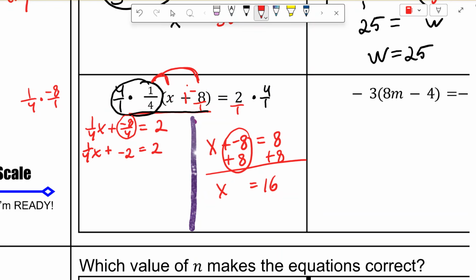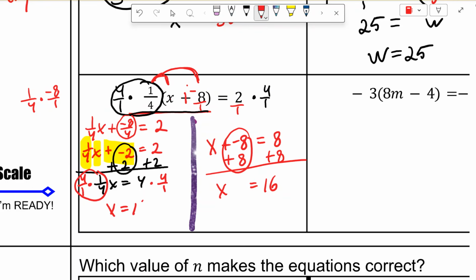Okay. Now, just like before, we have our variable, we have our constant, and we have our coefficient. So we'll get rid of the constant first by adding 2. That's a 0. So we'll do it to the other side. That's 1/4 x is equal to 4. And then we will get rid of this coefficient by multiplying by its reciprocal. That creates a 1. So we'll do it to the other side. And x is 16. So there's 2 ways to do this, and you pick which way is best for you.